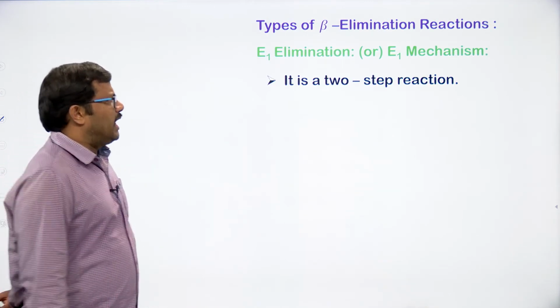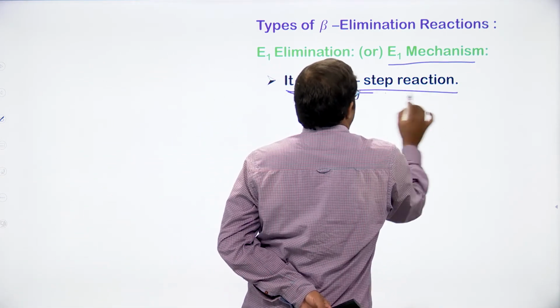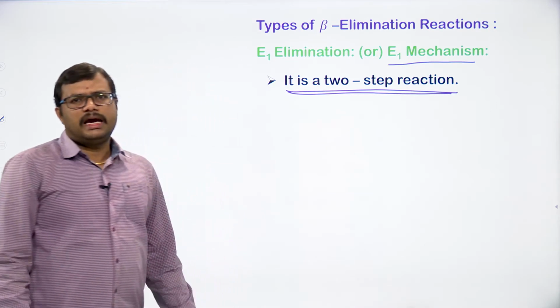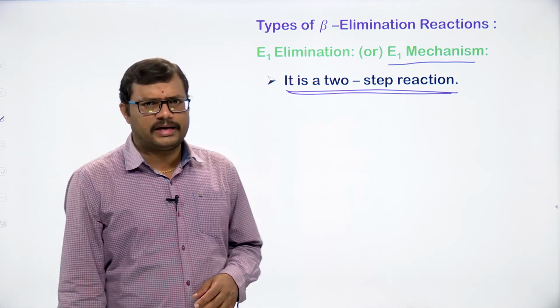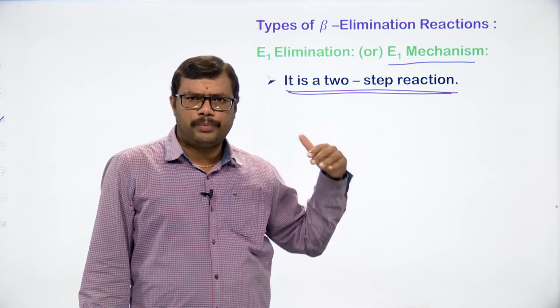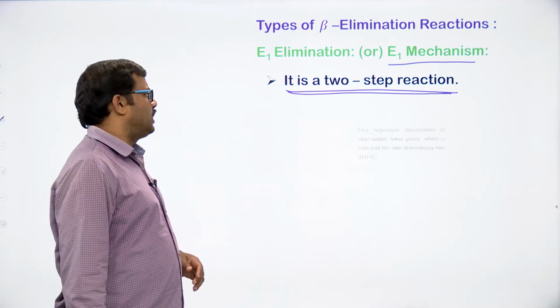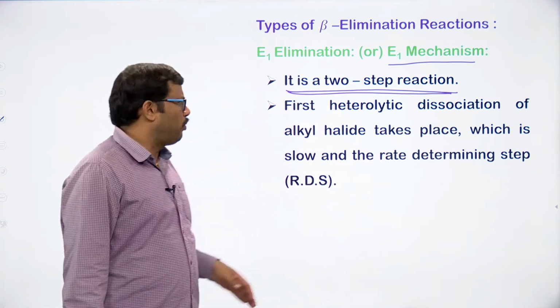E1 elimination reaction or E1 mechanism, if we observe, it is a 2-step reaction. This reaction proceeds in 2 steps. When you observe the mechanism of the E1 reaction, it clearly indicates it involves step 1 and step 2. What are those 2 steps? We will come across them in the mechanism, no problem.